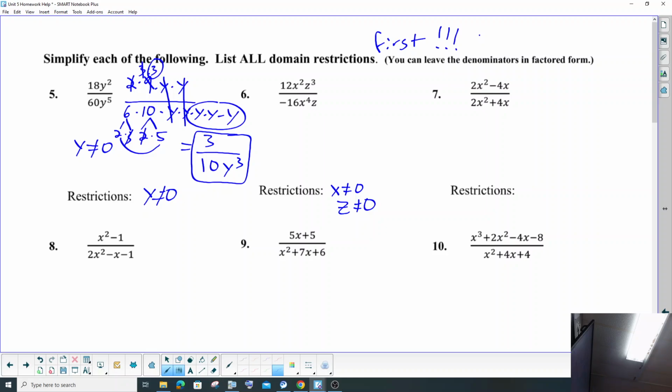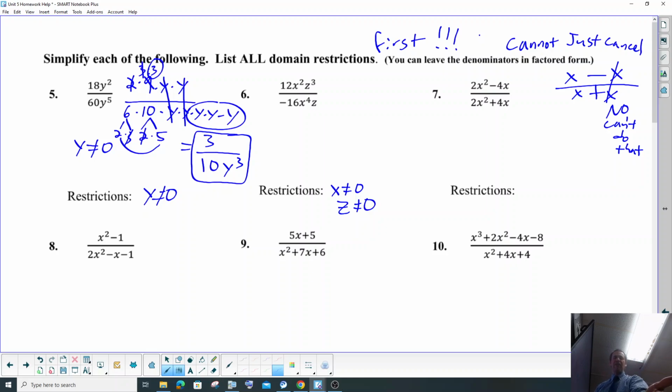So for example, number 7. So let's see here. You cannot just cancel the minus or the plus with whatever. If it's plus or minus, you can't just cancel it. You have to turn it into multiplication by factoring it. Pull out the GCF. Then multiplication things can cancel on the top and the bottom, right? So for example, this one we could pull out a 2x.